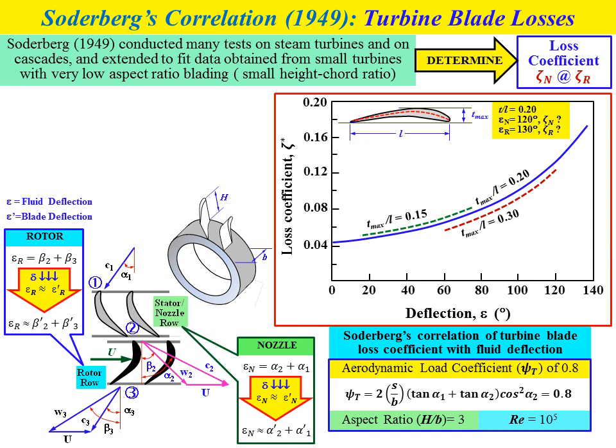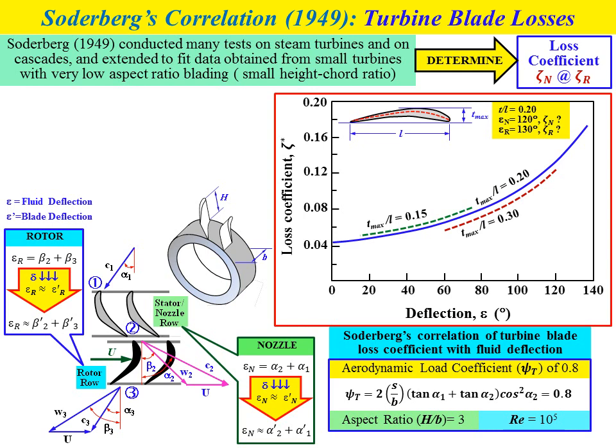Okay, so for example, if somebody gives you the data as shown in the graph, where T over L equals 0.20, deflection angle for the nozzle equal to 120 degrees, and deflection angle of the rotor equal to 130 degrees. So you are asked to determine the loss coefficient for the nozzle and also the loss coefficient for the rotor. From the graph, you can determine both the loss coefficient for the nozzle and the loss coefficient for the rotor.